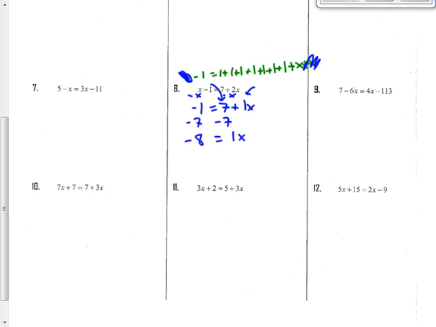Now, some of you are going to want to divide by 1, and you can, but what we're looking for is what does 1x equal? And so we've got 1x is equal to negative 8. Number 9, I've got x's on both sides again, except this time I've got negative 6x and 4x.